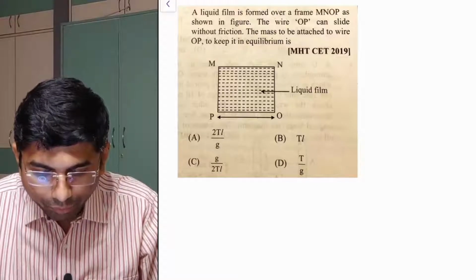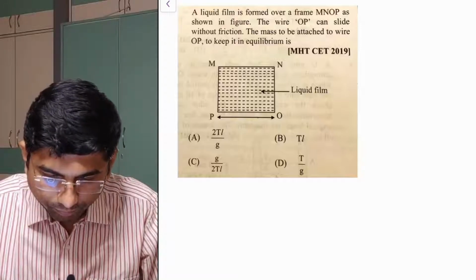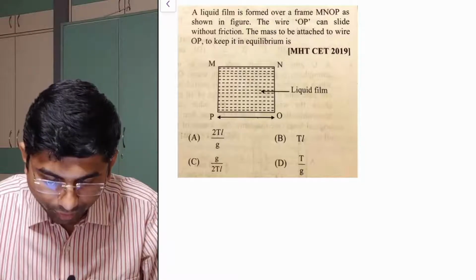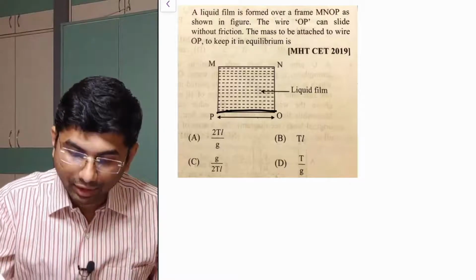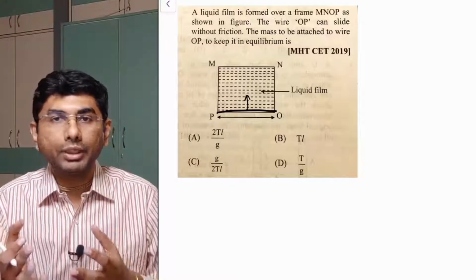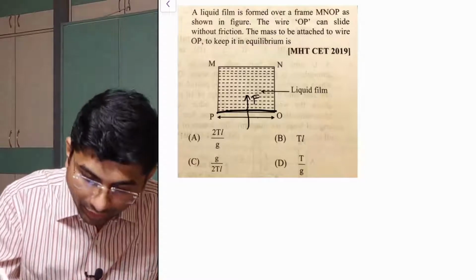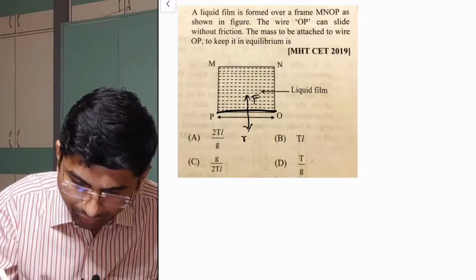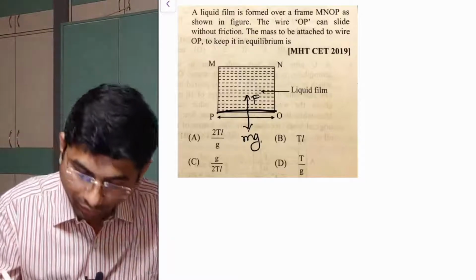A liquid film is formed over a frame MNOP as shown in the figure. The wire OP can slide without friction. What is the mass to be attached to the wire OP to keep it in equilibrium? Now this OP can slide, and because of the surface tension it will want to go up, because the surface is always trying to reduce its area. There is some force acting here. Now this force has to be balanced with some force mg, some mass I am attaching here, and that is being asked to us.